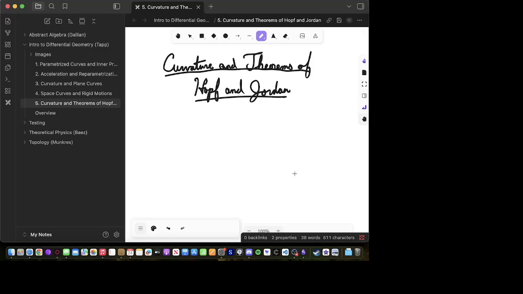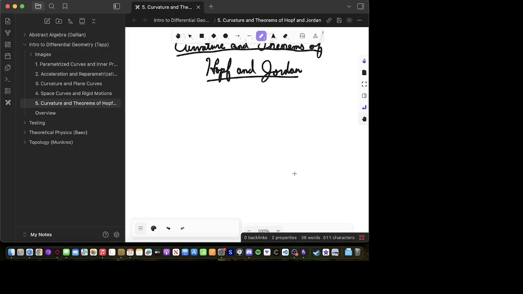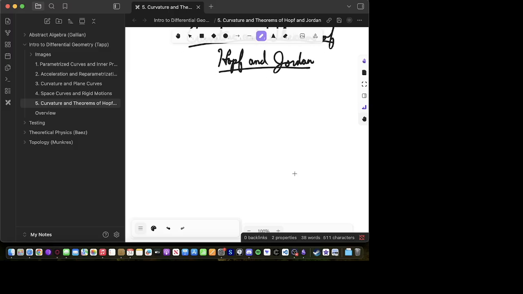Alright, hello everyone. This is Orion's brightest star, and today we're going to be going over a little bit about curvature, and then we're going to cover two important theorems in differential geometry. So let's start off with curvature. What I'm going to do today is pretty simple. I'm just going to go over a couple useful formulas for curvature.